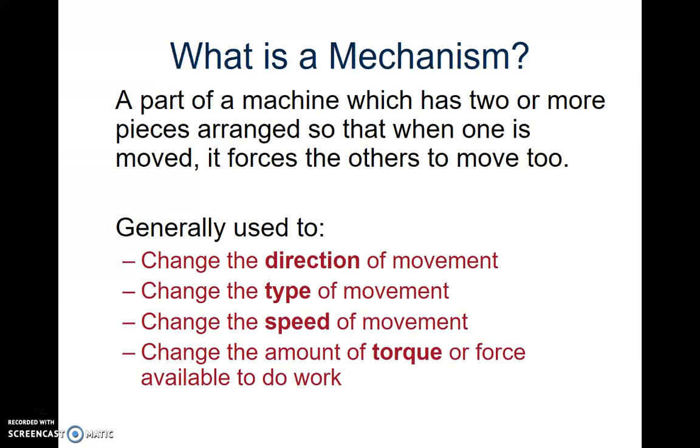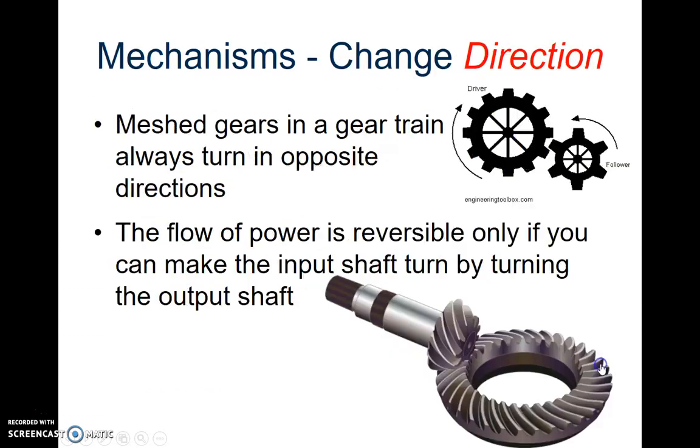Okay, one of four things it's generally used to do is either change the direction of the movement in the machine, change the type of movement in the machine, change the speed of movement in the machine, or change the amount of torque or force available to do work in the machine. Okay, so one of those four things.